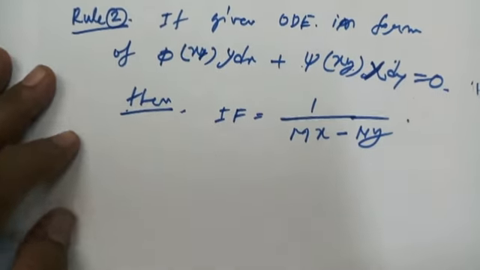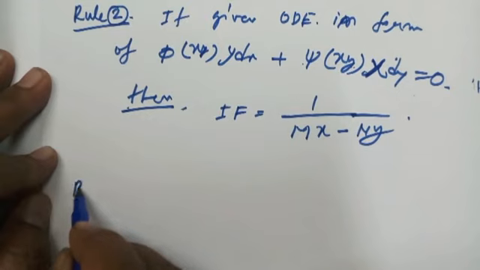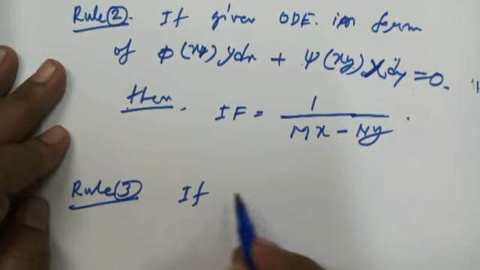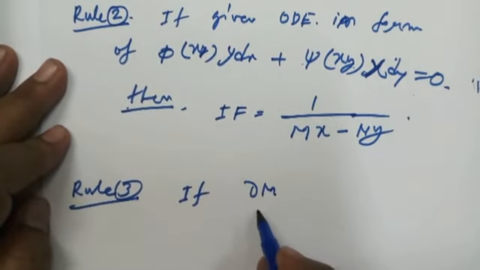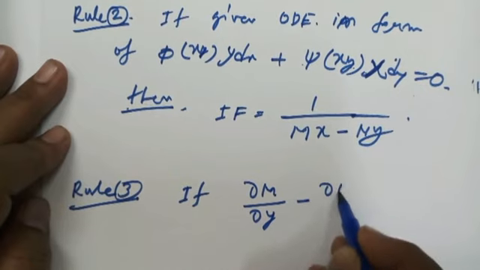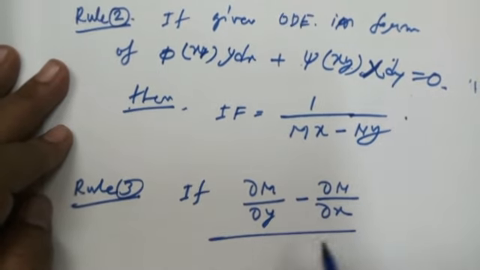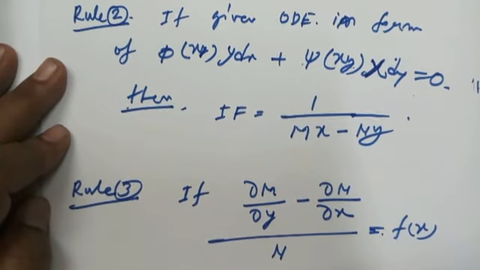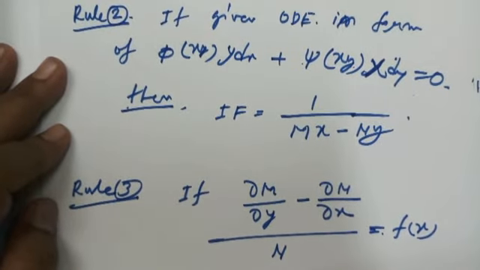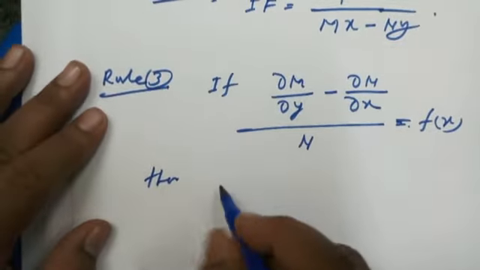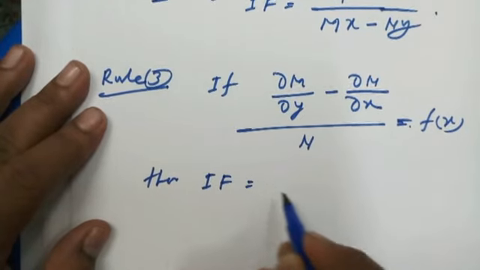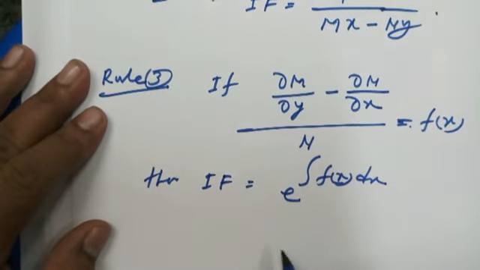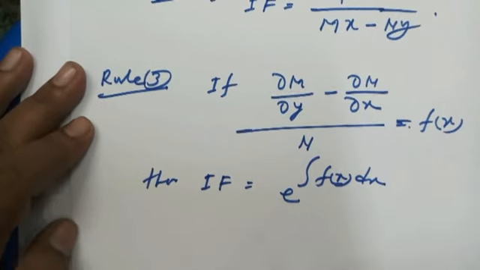Okay, next we go for rule number 3, and rule number 3 is, if (del M upon del y minus del N upon del x) upon N is a function of only x, say f(x), then the integrating factor is e to the power integral f(x) dx. Okay, this is the integrating factor.